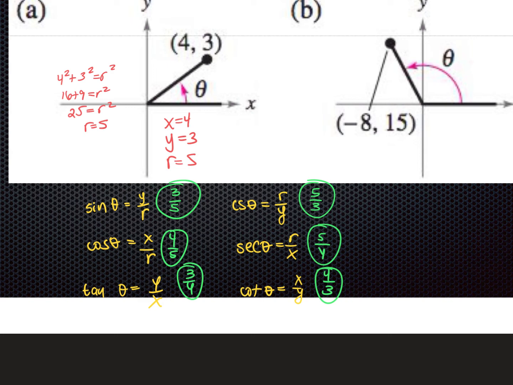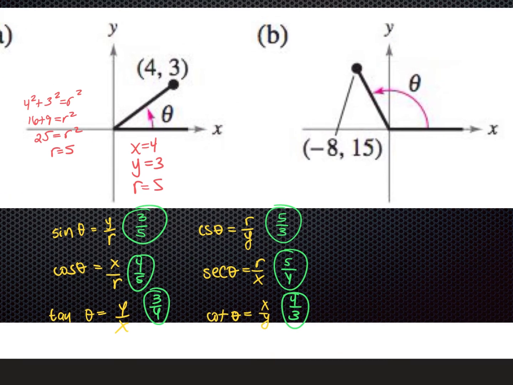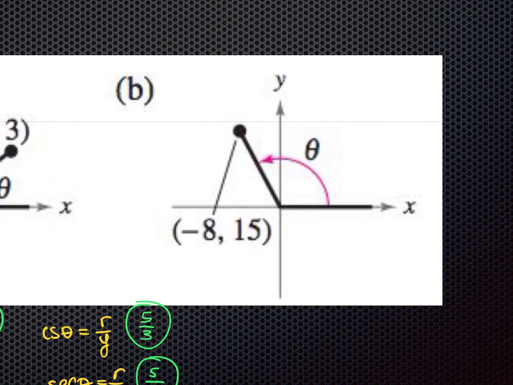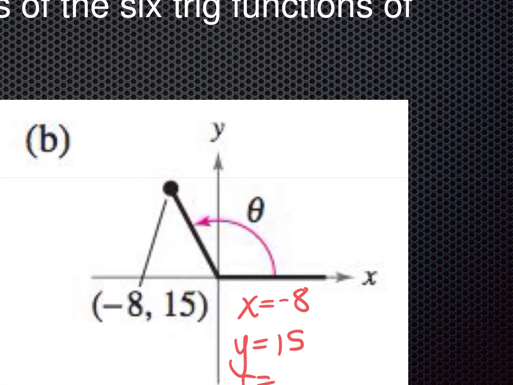Where do you notice that the point that they gave us, the point on the terminal side of the angle, where is it in letter B? It's in the second quadrant. So in the second quadrant, you should think, okay, what are the values of my x and y? In the second quadrant, your x value is what kind of a number? Negative. Your y value is positive. So now we have to find out what r is, or our hypotenuse.